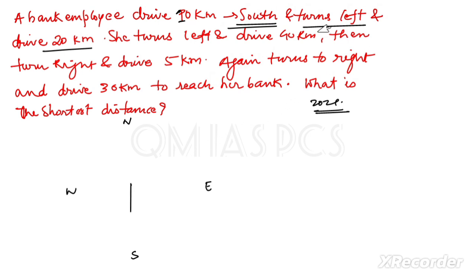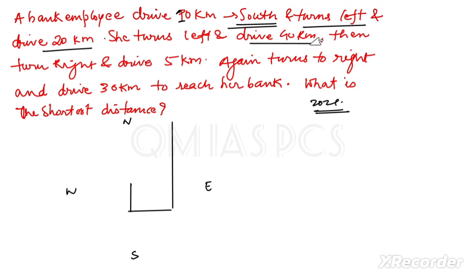Now turns left. So what is the left? Left one is this one. This one is left for that employee, moving towards south. Okay, and drives 20 kilometer. So if this is 10 kilometers, 20 kilometer means almost double of this one, not necessary exactly. 20 kilometer is this one. She turns left, so left means this one, and drives 40 kilometer. This is 10, 40 means almost 4 times of that one, almost this one.